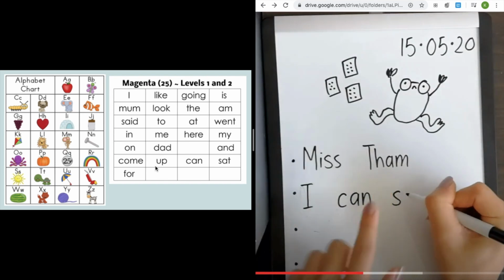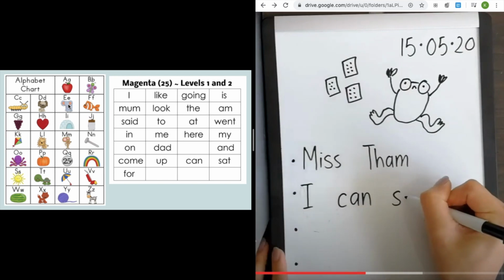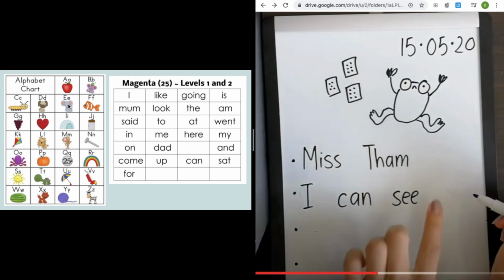I can also hear E, E. So what is the second sound? E, E. Let's use the alphabet chart to help us. So E, E, apple. Nope. E, E, butterfly. E, E, caterpillar. E, E, dog. E, E, elephant. That sounds about right. So I'm going to write E on my page. And see actually has two E's in it.